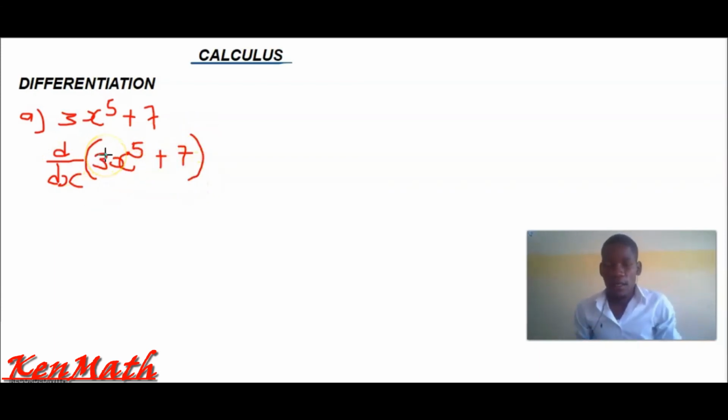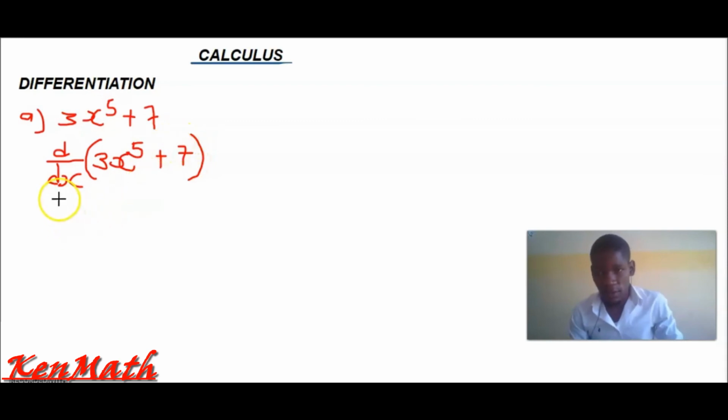The other thing about the rules is that when I've been given terms like this, which are separated by a positive or a negative sign, then you are supposed to find the derivative of each term. So note that the derivative of a sum of terms of a polynomial is the sum of the derivatives of each separate term. So this is a polynomial, so we separate the terms, we find the derivative of this term alone, and we find the derivative of the other term alone.